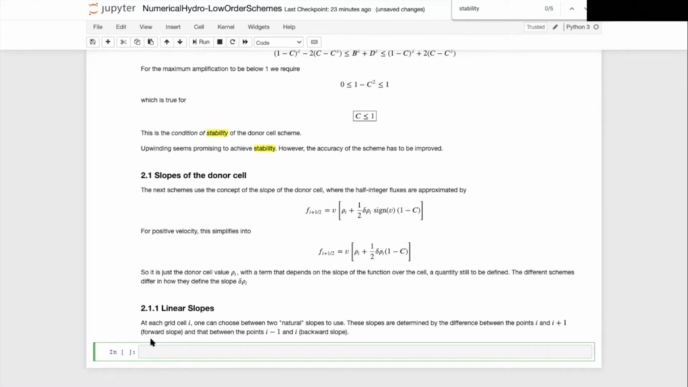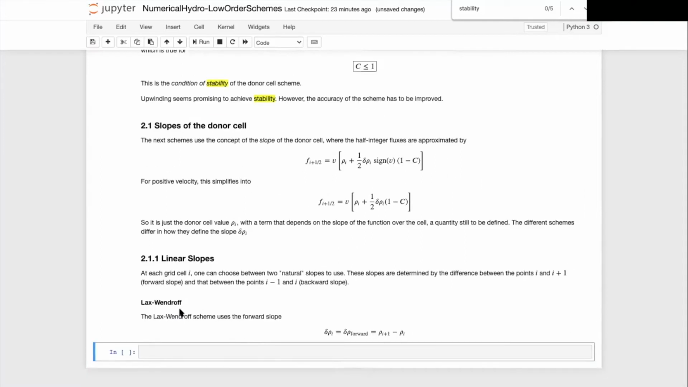We can find what we call the forward slope, which is the difference between the points I and I plus 1, and the backward slope, which is the difference between the point I and I minus 1. These very simple concepts have fancy names. The first one is the Lax-Wendroff scheme, which uses the forward slope.